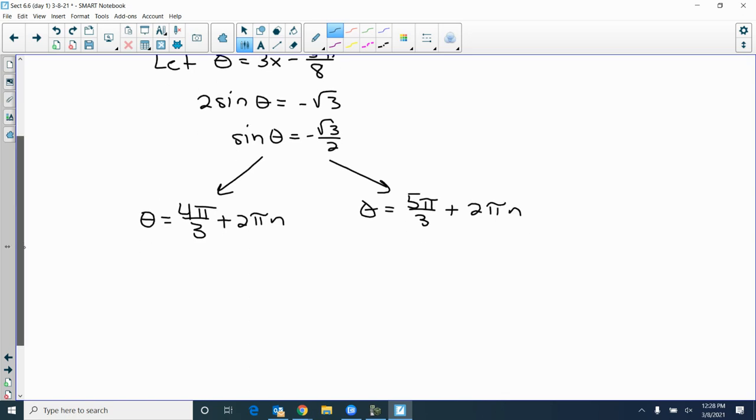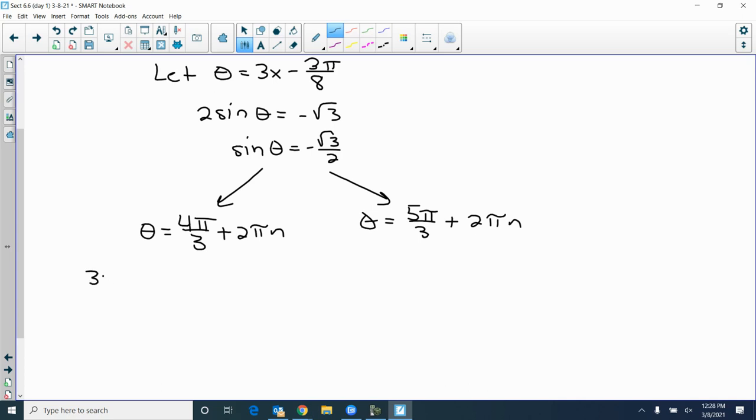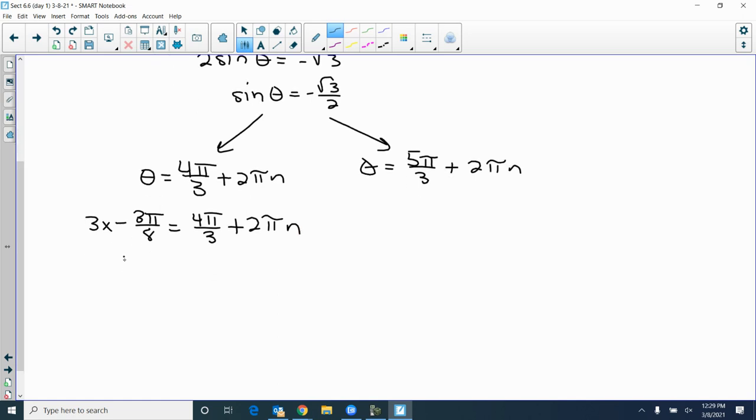All right, we've got to go back to our substitution. I got 3x minus 3 pi over 8 equals 4 pi over 3 plus 2 pi n. All right, add 3 pi over 8 and see what you get. 4 pi over 3. I'm going to go common denominator 24.